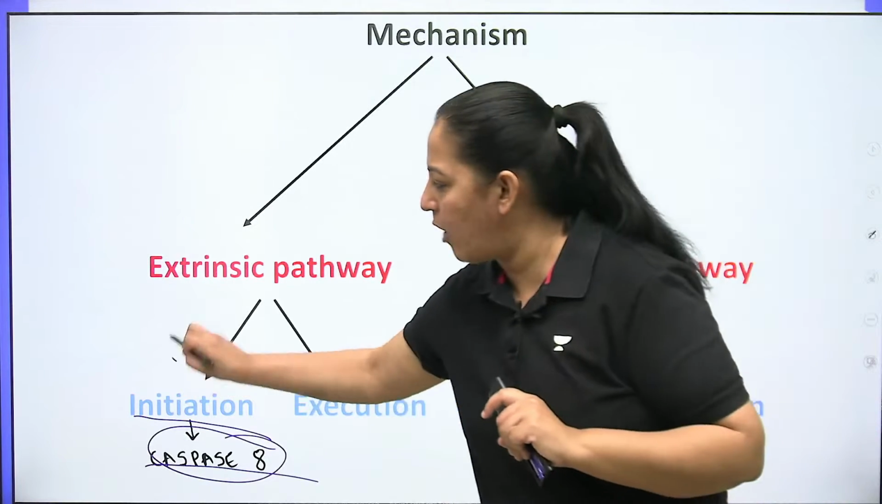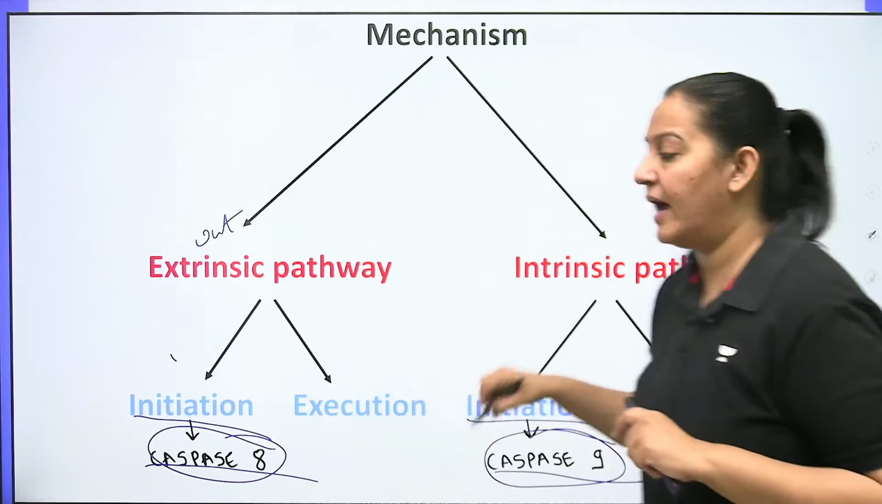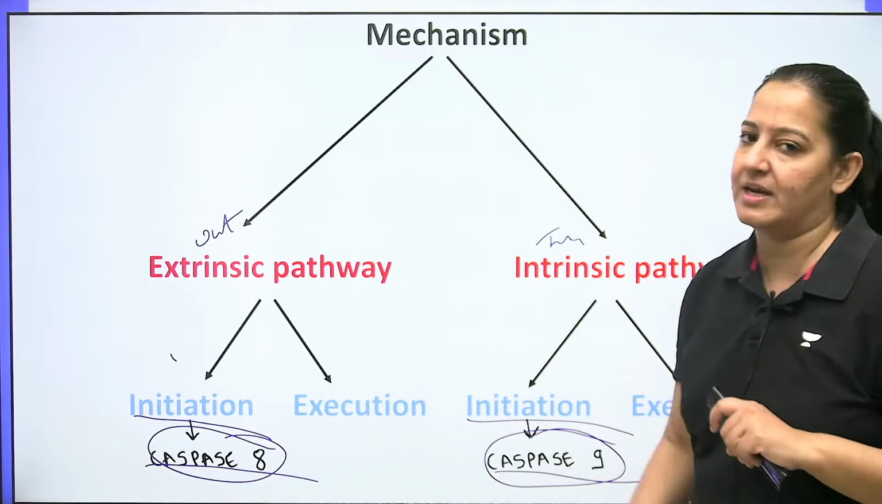So here the signal was from outside in the form of the ligand, and here the signal was from inside, from damaged DNA.